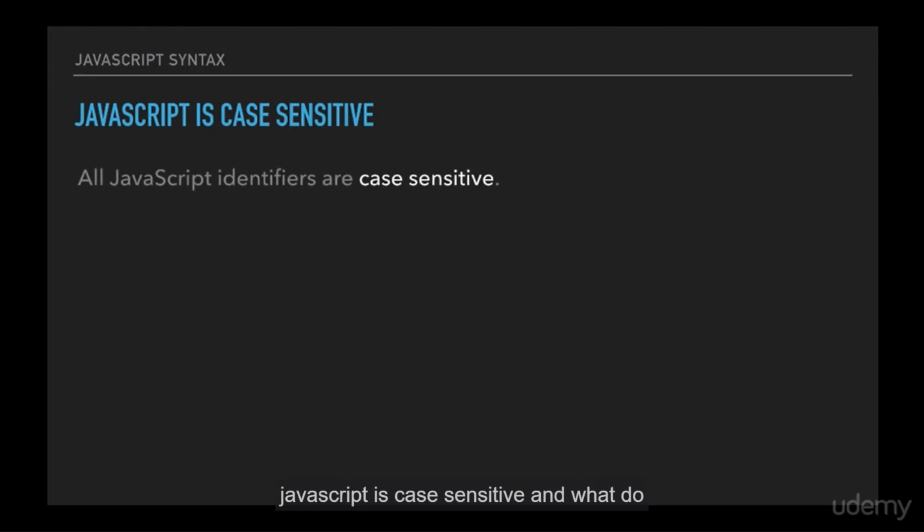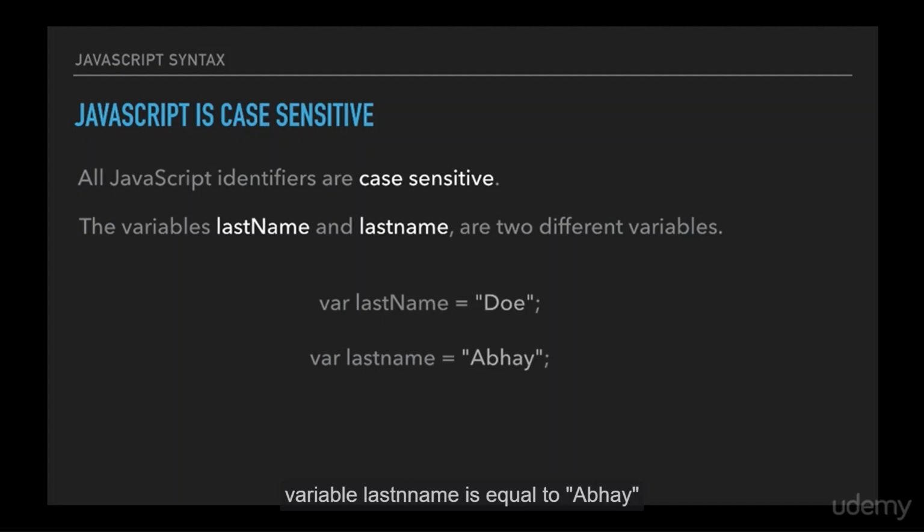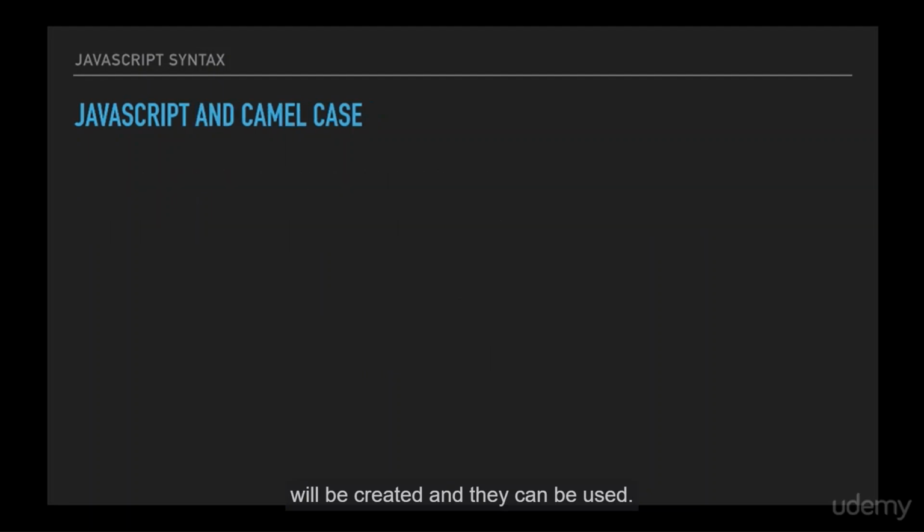JavaScript is case sensitive. And what do I mean by case sensitive? For example, you see lastName and lastname are two different variables. lastName, which has an uppercase N, and lastname, which has a lowercase n, are considered different. So, for example, if my statement is var lastName = "Doe" and var lastname = "Abhay", these are two different variables that will be created and they can be used.